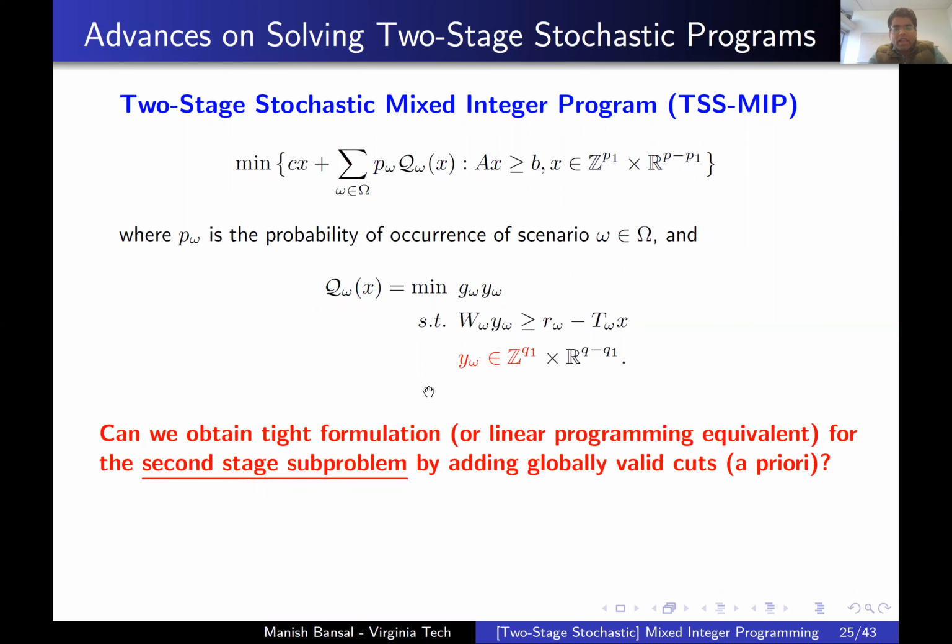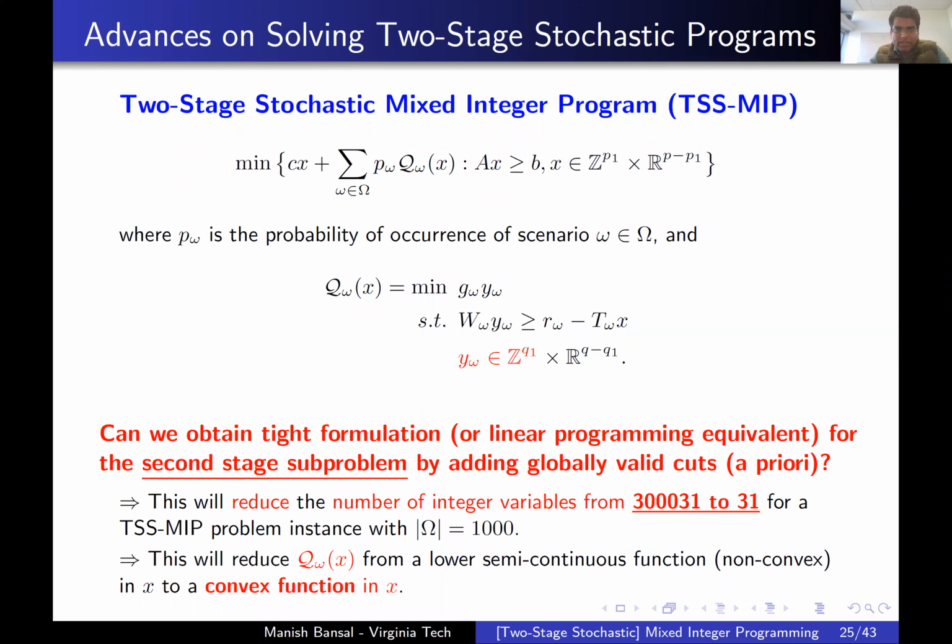So the question is, can we obtain some tight formulation or the linear programming equivalent for the second stage subproblems by adding some globally valid cuts? When I say globally valid, it is because I can obtain the convex hull of this set for a given x, but if I add those cuts, will those cuts be valid for some other x? So I need to make sure that they are globally valid, which means they are valid for each x.